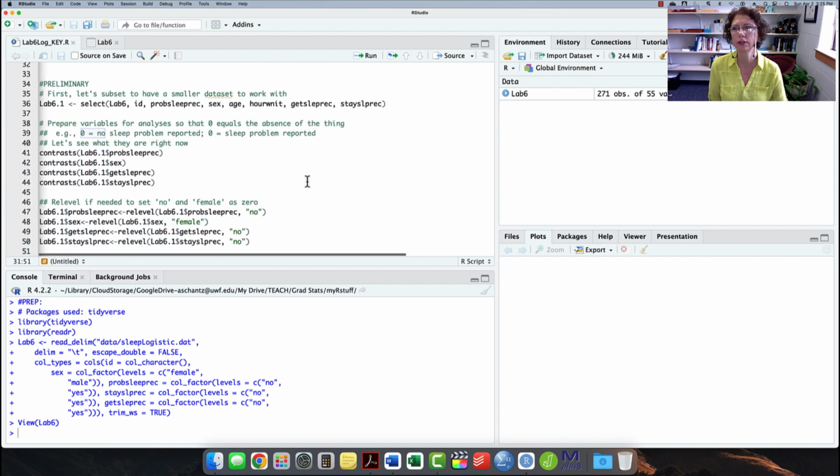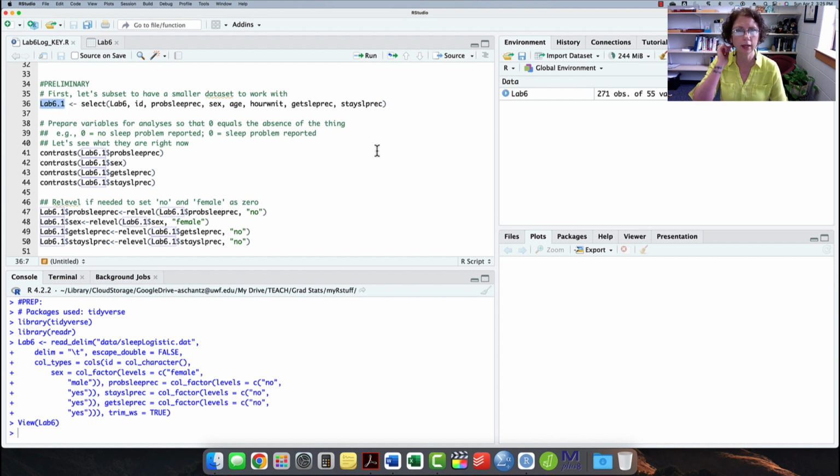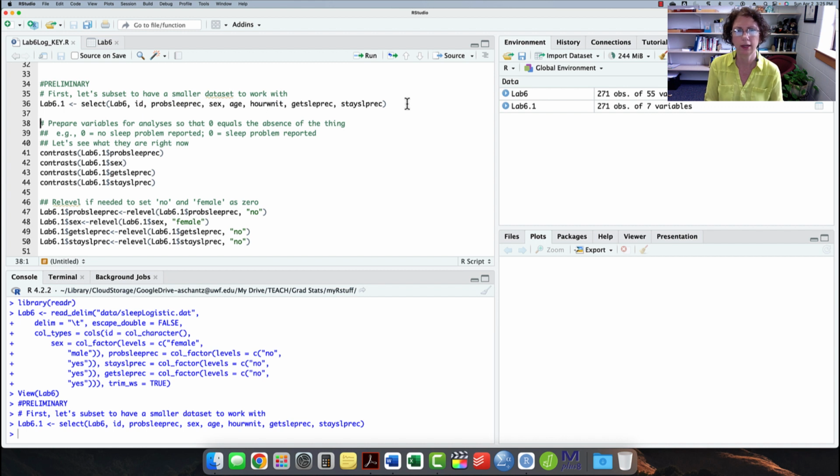Okay, so the first thing we're going to do is subset the data. We don't need 55 variables. We only need the ones that we're interested in. So I'm going to create a new item called Lab 6.1 and select out of Lab 6 just the variables of interest with the ID variable as well. So running that, I now have 271 observations of 7 variables.